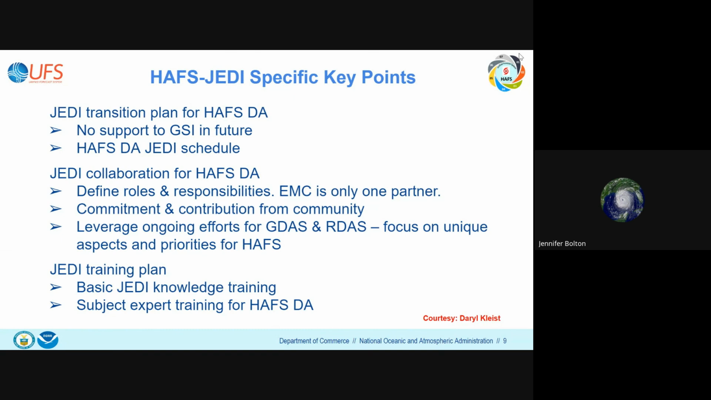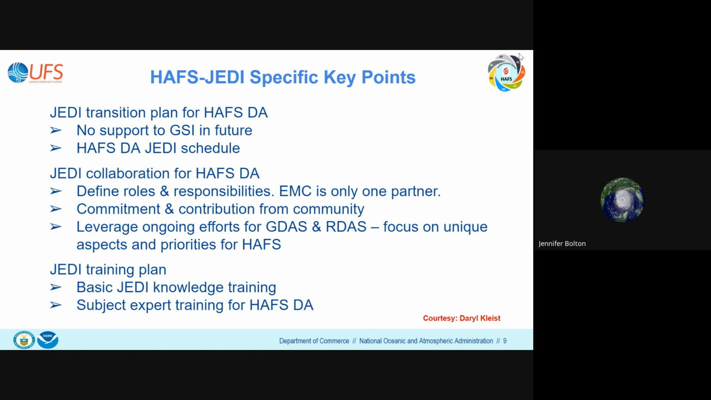And in this plan, we need to define roles and responsibilities. EMC is just one partner. We need help from everybody in making this happen. And Darryl will be talking more about this later today. So we need contributions from the community. We can leverage ongoing efforts from the global and other regional systems, namely GDAS and RDAS. RDAS is being built for RRFS. But of course, we have to focus on our needs here, our special needs which we need for HAFS.